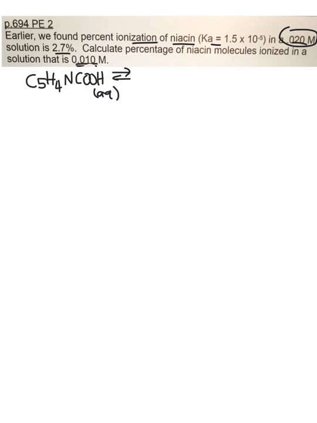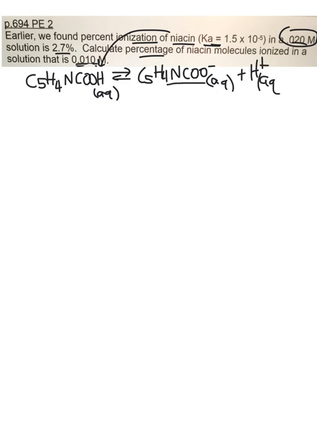Okay, so here we're going to have to make an ICE table to calculate the percentage of niacin molecules ionized in this kind of solution, and they're giving us the Ka. So here's the formula for niacin in aqueous solution. We know that when this thing dissociates, it dissociates very little, you keep everything else here. Remember, you lose the proton, that becomes negative, and then you've got the H ion. So we know that this ion here is not really that important, but we're really worried about this.